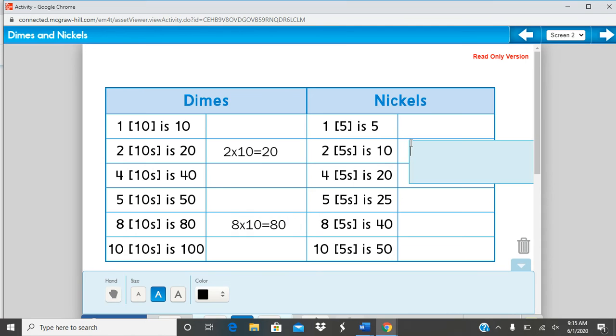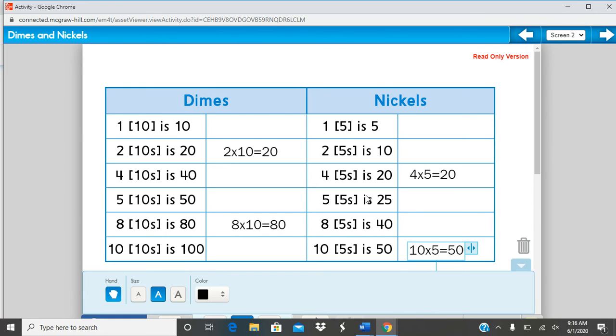Then if we come over here, we can say, all right, well, 4 fives is 20, then 4 times 5 equals 20. And we can put that right here. And then one more that we could do, just so that we're spreading it out a little bit, we could say, okay, so if 10 fives is 50, then 10 times 5 equals 50. And we can put that over here. So these turn into multiplication facts.